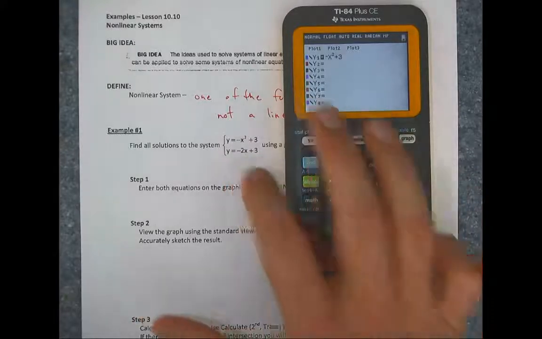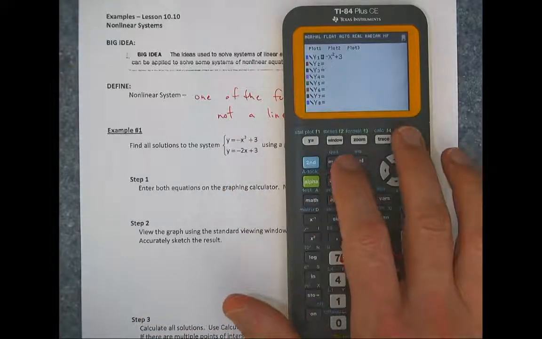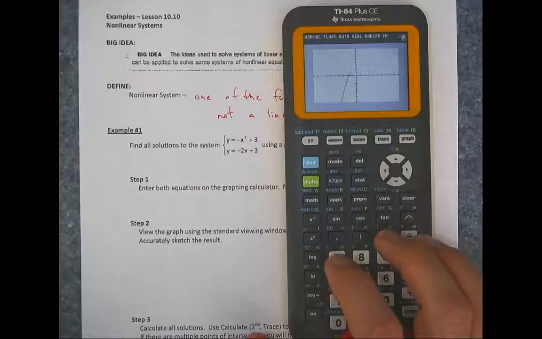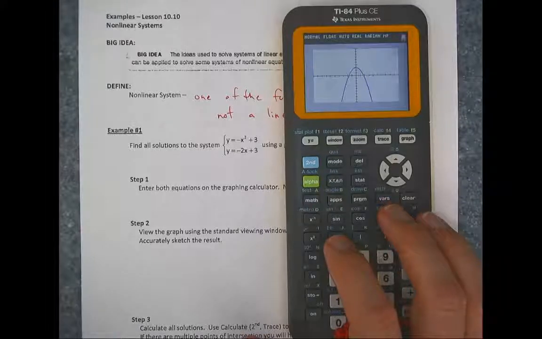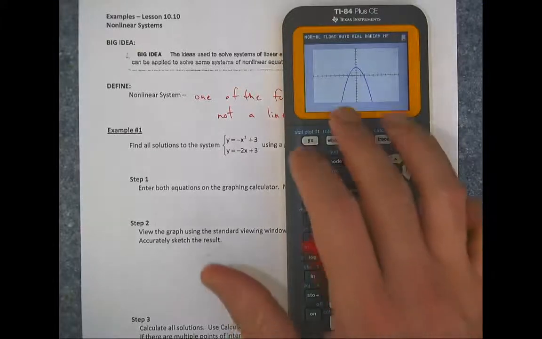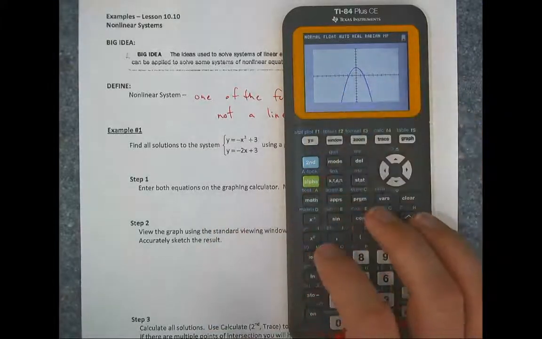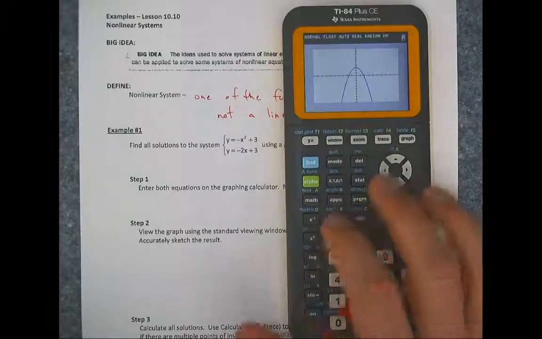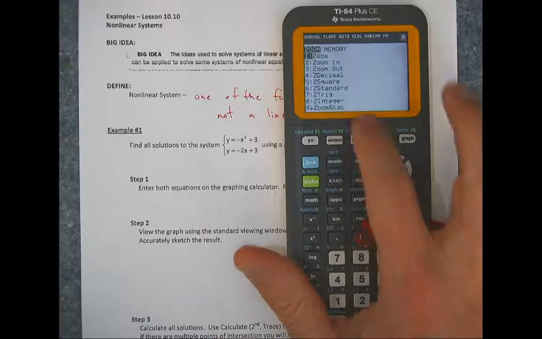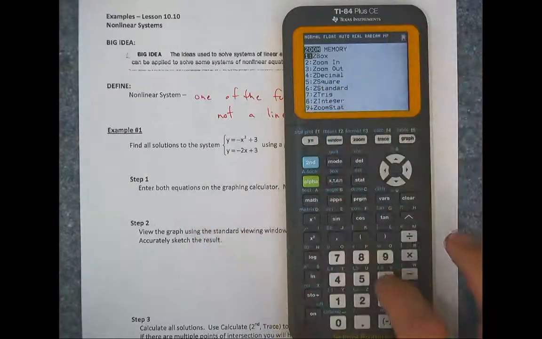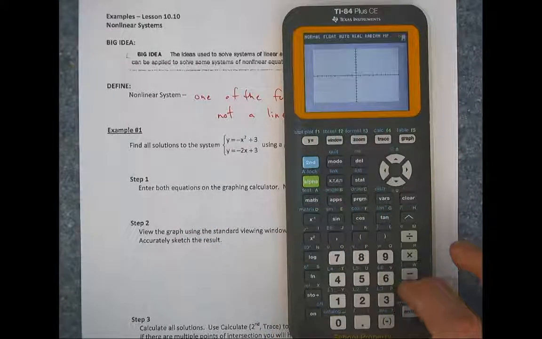So before we put this in, let's go ahead and hit graph. And you can see that is not a line. It's called a parabola, and we're going to study these as well later in the year. So there's a definite curve to it. It does not have a consistent slope. And if you're not seeing it in your window, what I want you to do is press the zoom button and then press number 6, zoom standard, and that will get you to this screen.